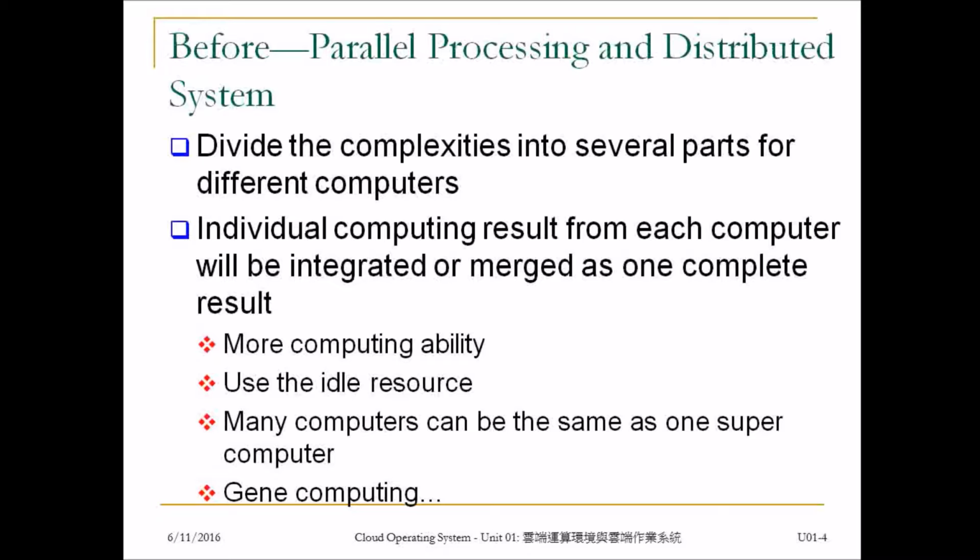The computing performance can be increased by parallel processing and distributed systems. The user can obtain more computing abilities and use the idle computing resource. By integrating many computers, we can obtain performance almost the same as a supercomputer. For example, in the past, biological computing depended on this type of computing.